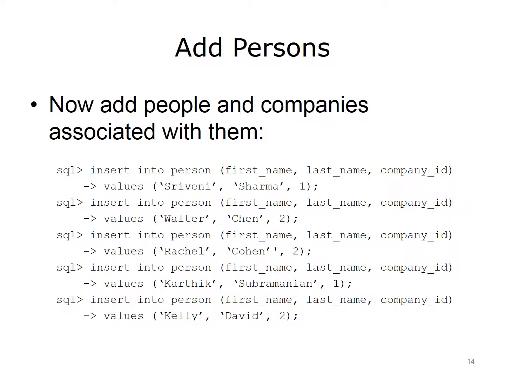Now that companies are entered into the database, the individuals associated with the companies can be added. For each entry, the first and last names need to be specified, again using single quotes around the text strings, and the company key. Note that this is now much simpler, as only the company key associated with the person needs to be entered, rather than all of the company information. The next slide will describe how the values of 1 and 2 for the company IDs are obtained.